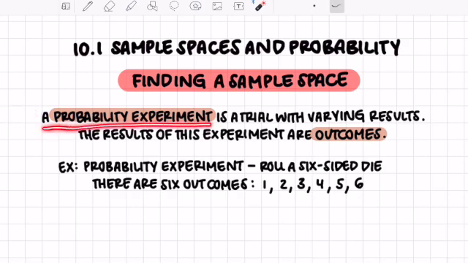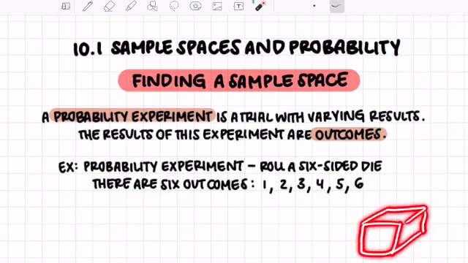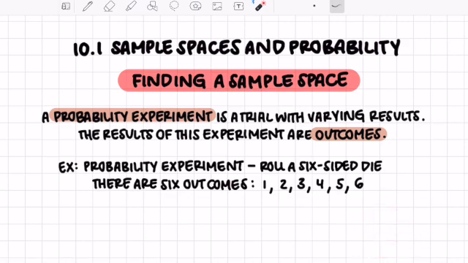A probability experiment is a trial with varying results. So for example, a probability experiment could possibly be me rolling a six-sided die. A six-sided die is just a dice and it looks like this. You have one side that has a 1, and then you have 2, and 3, and so on. And there are 6 sides to it.